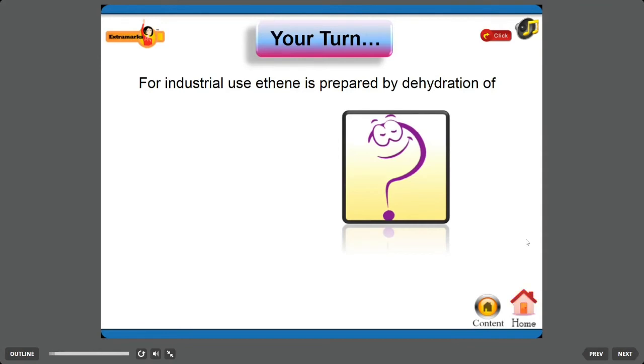Now it's time to test your knowledge. Complete the following sentence. For industrial use, ethene is prepared by dehydration of, and your options are option A, ethanol, option B, methanol, option C, propanol, and option D, butanol.